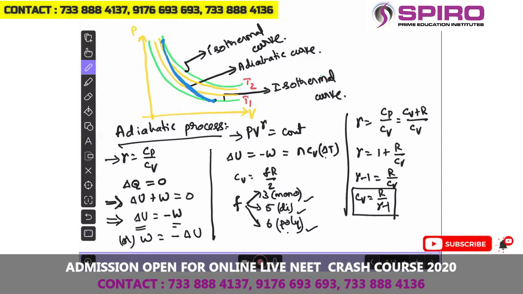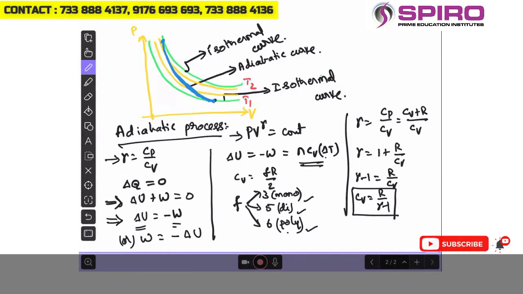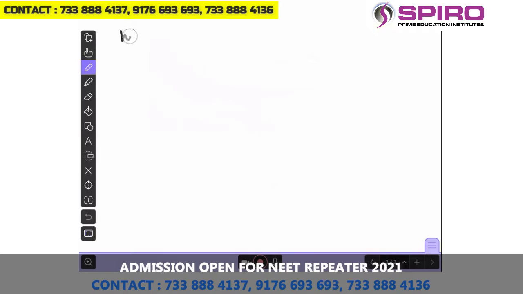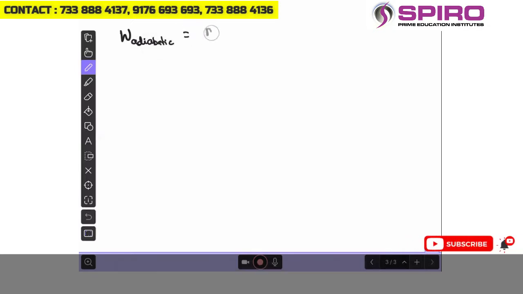If you substitute the Cv value in the work done, then the work done or the change in the internal energy can again be obtained in another form. So that's what let us see here. The work done in the adiabatic process can be obtained as n Cv delta T.